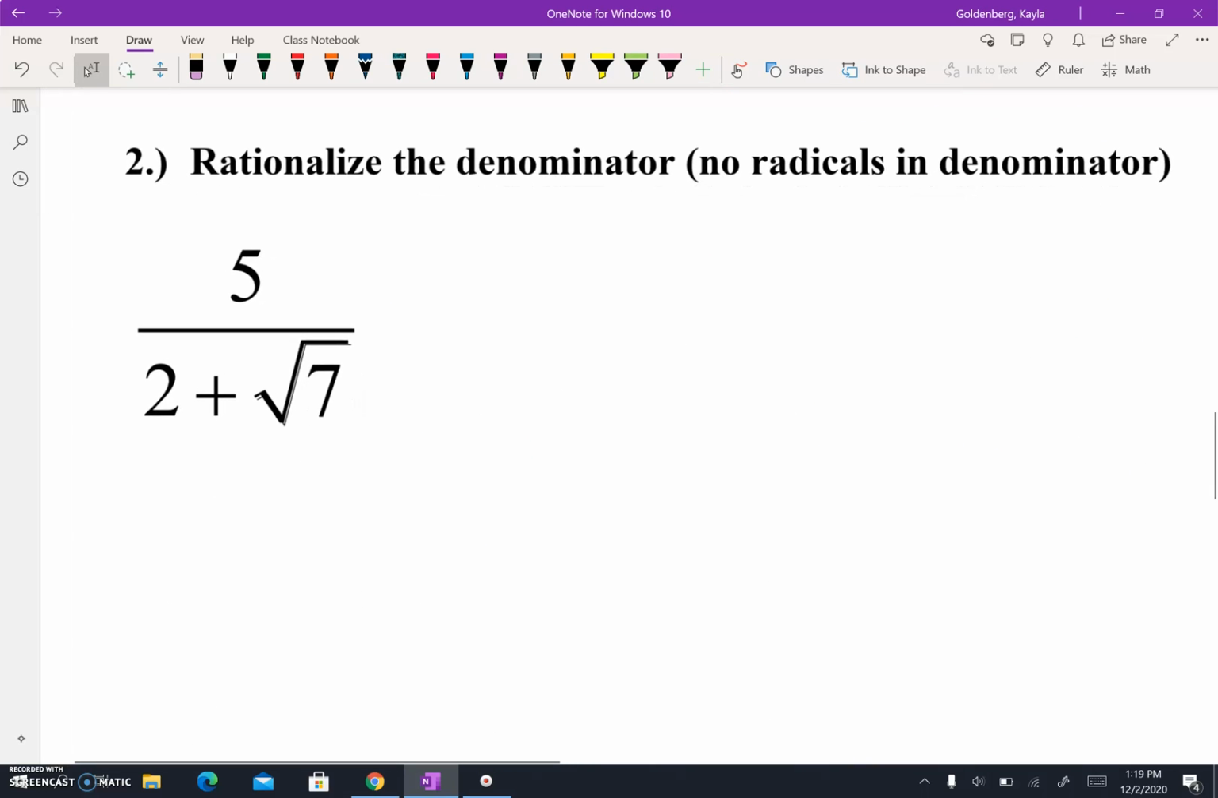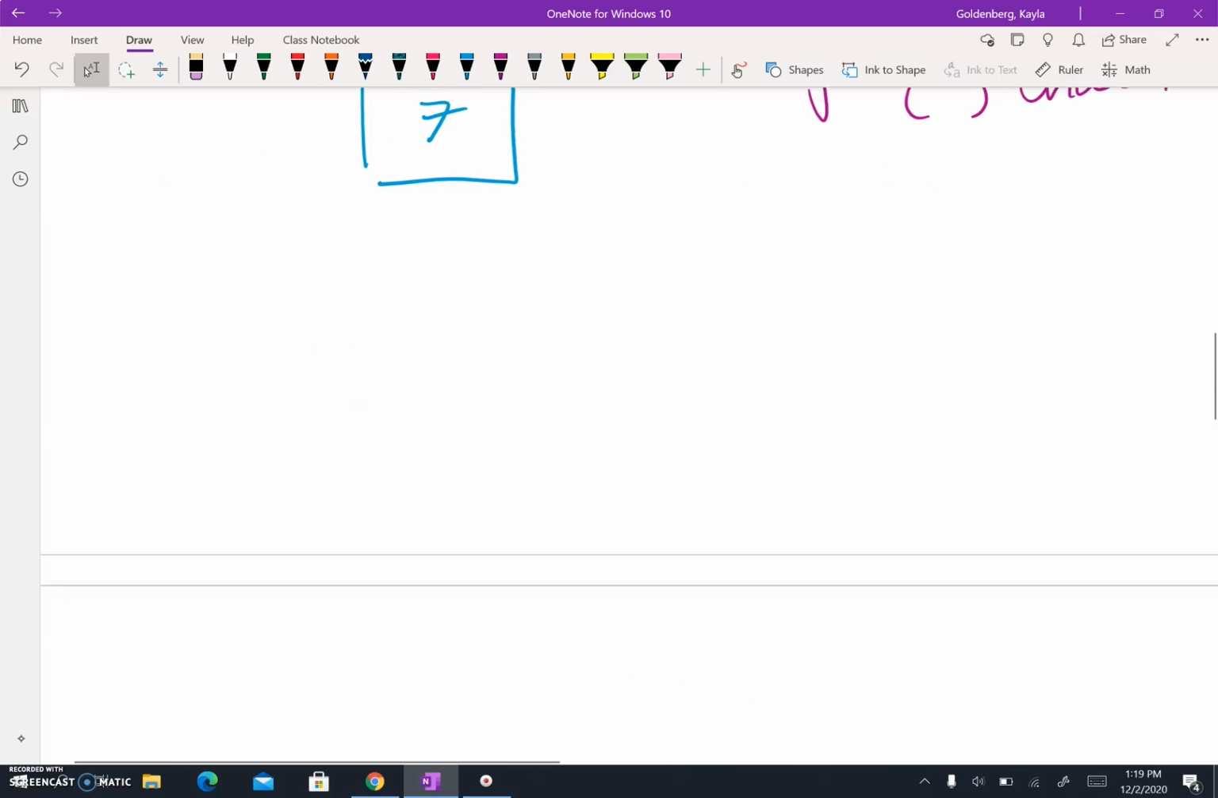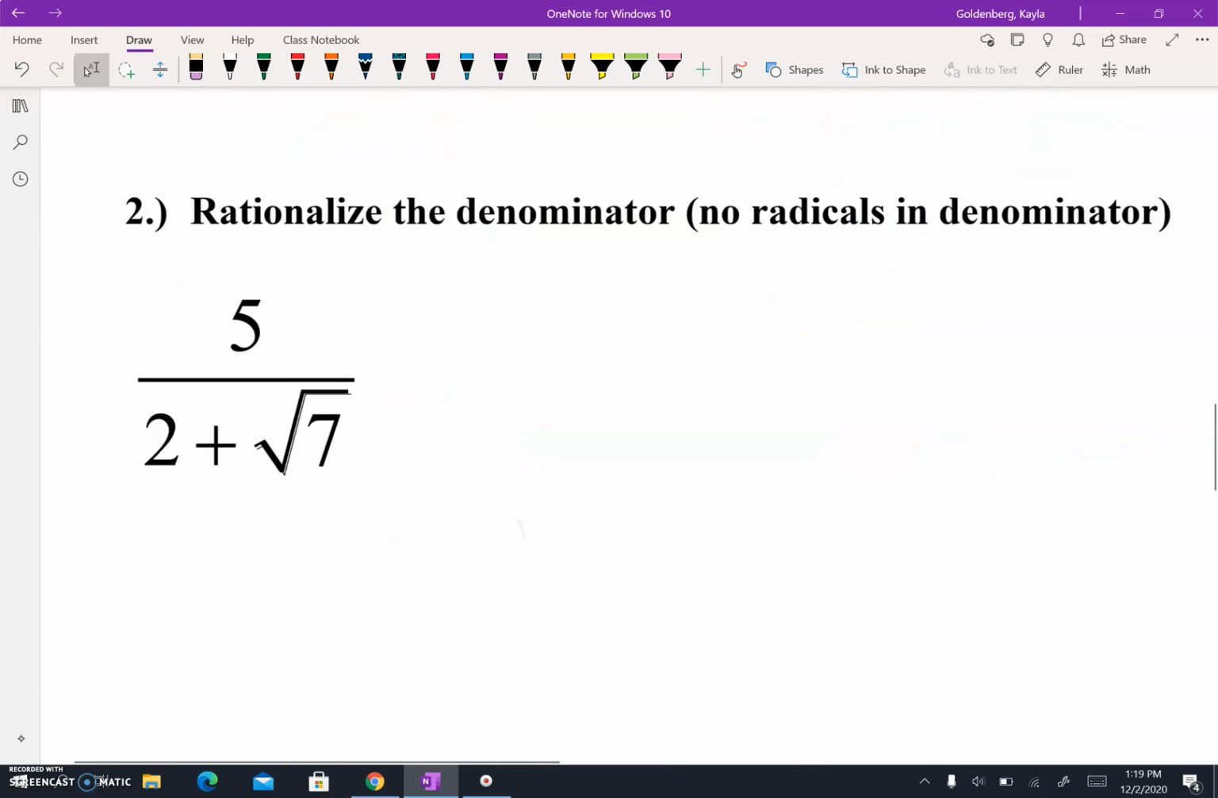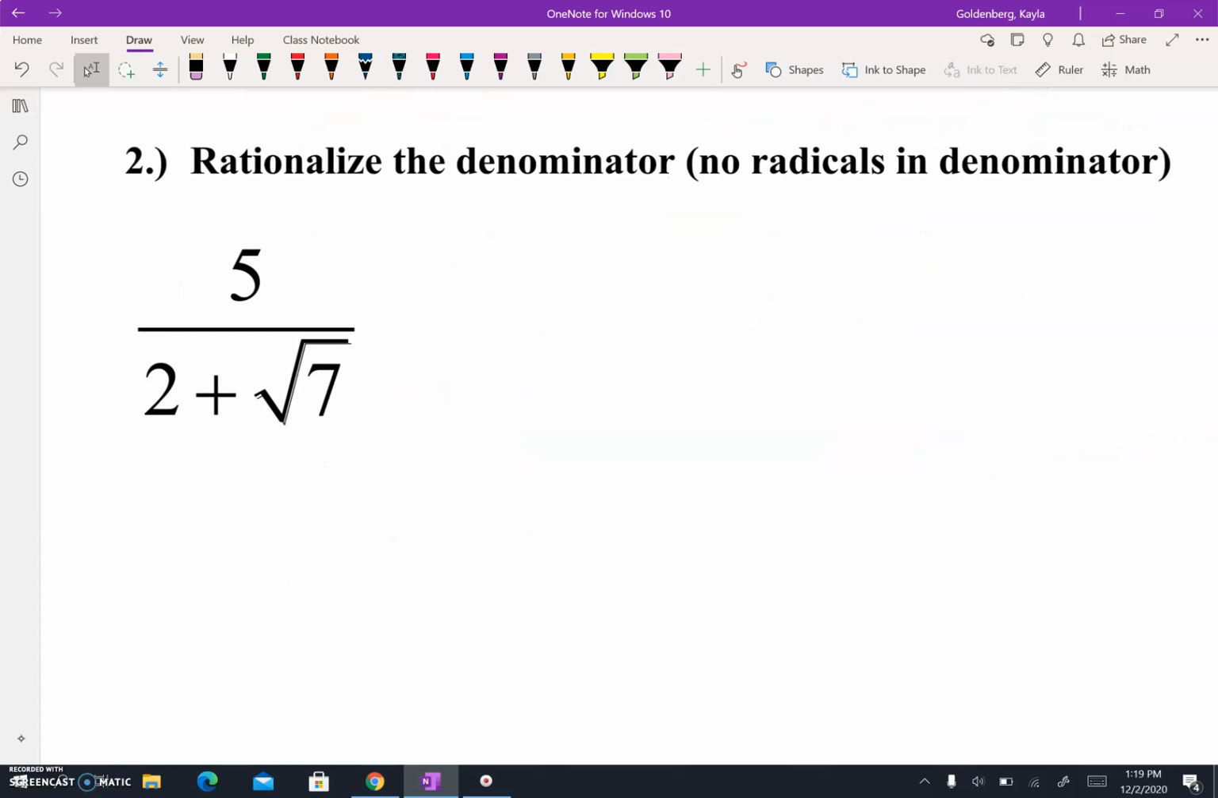Now, the second one is a little more complex. Before we had 5 over root 7, now I'm adding a 2 to my denominator. So the question you might be asking is, do I do anything differently than before? You might say, what if I just multiply by root 7? Here's the tricky thing. I've got something with 2 pieces. It's a binomial. So you want to think about that as distributing.